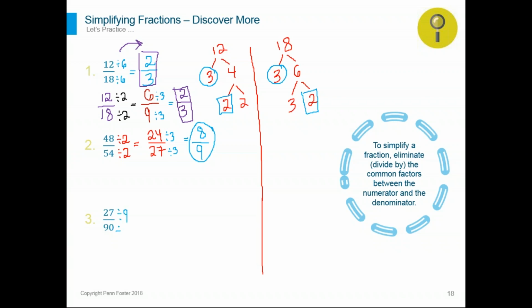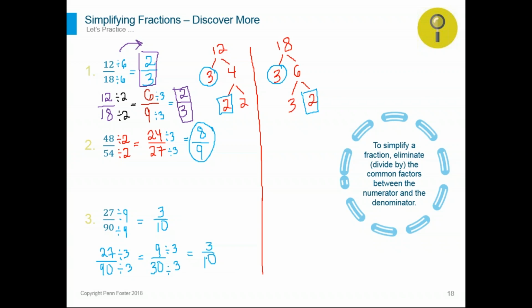Divide over 9 and divide over 9. 27 over 9 is 3. 90 over 9 is 10. You can do it another way. You can say, well, I cannot figure out the 9. Let's do the 3. Well, I know that over 3 and over 3, 27 over 3 will give me a 9. 90 over 3 will give me a 30. But there is another common factor I need to eliminate, over another 3 and over another 3, and that will give you the same answer.